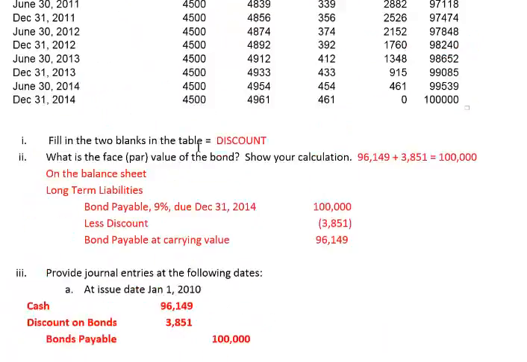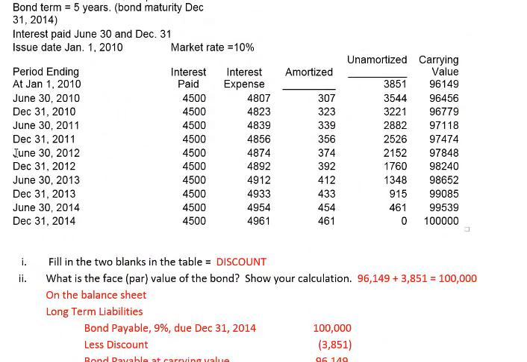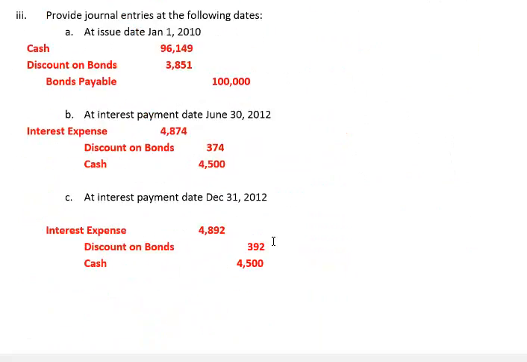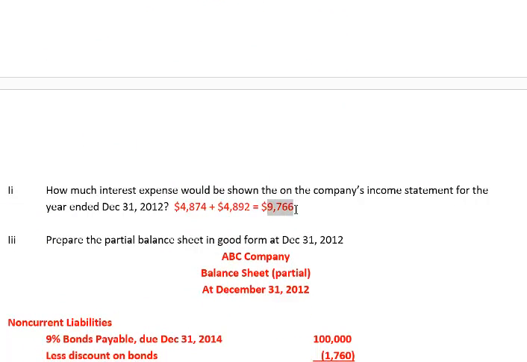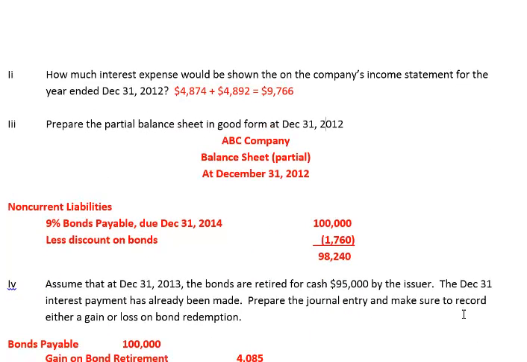In 2012, we can see we booked our first interest expense at $48.74, and then for the next 6-month period within the same year, 2012, we booked $48.92. So adding $48.74 and $48.92 is going to give us the interest expense for the entire year 2012, which would show up on our income statement, and that would be $97.66.